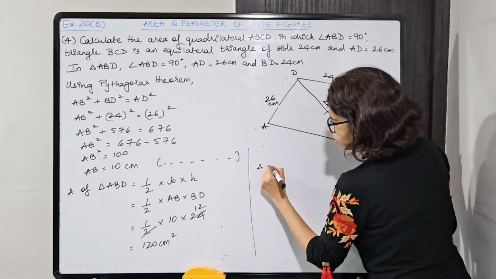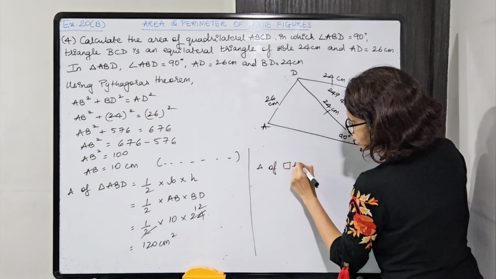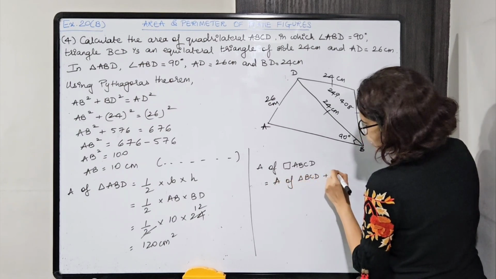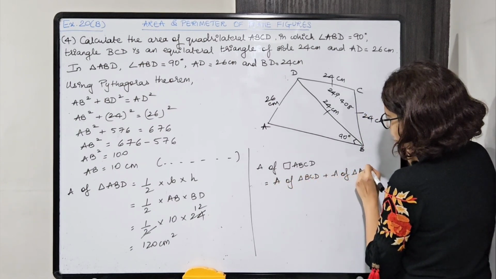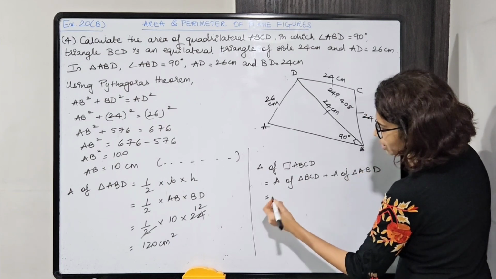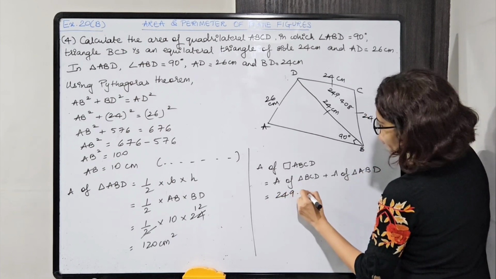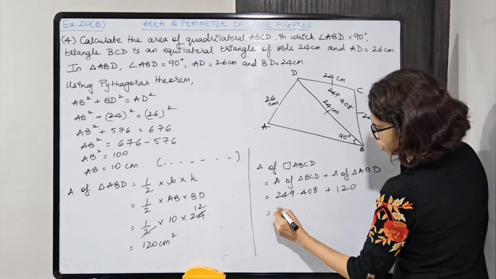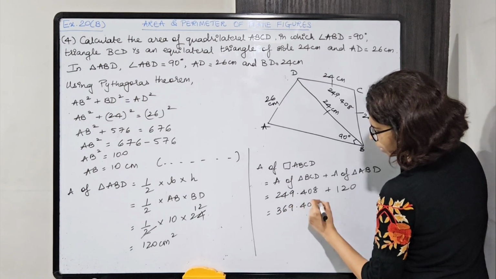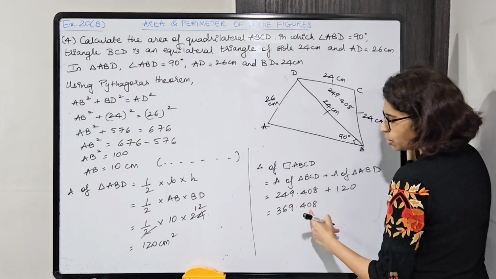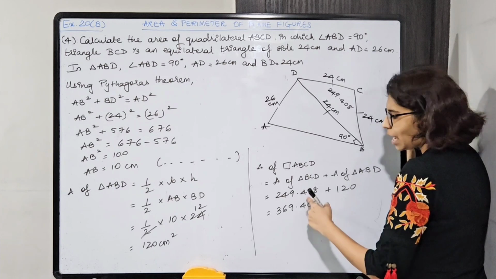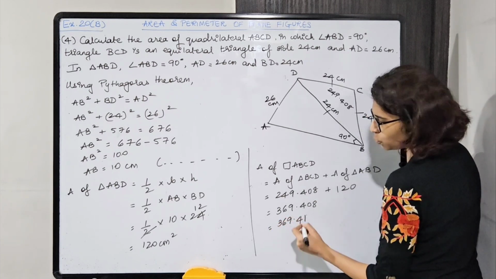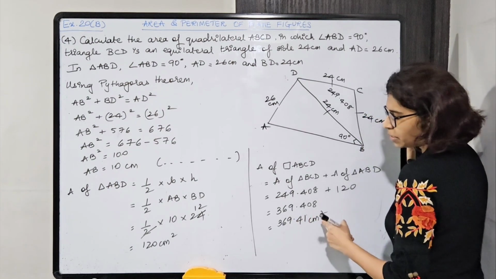So area of quadrilateral ABCD is equal to area of triangle BCD plus area of triangle ABD, which is 249.408 plus 120. So this will give 369.408. Rounded up to 2 decimal places. So 0 के बाद 8 है. So you will add 1. Alright. So 369.41 हो जाएगा. Square centimeter, don't forget the units.